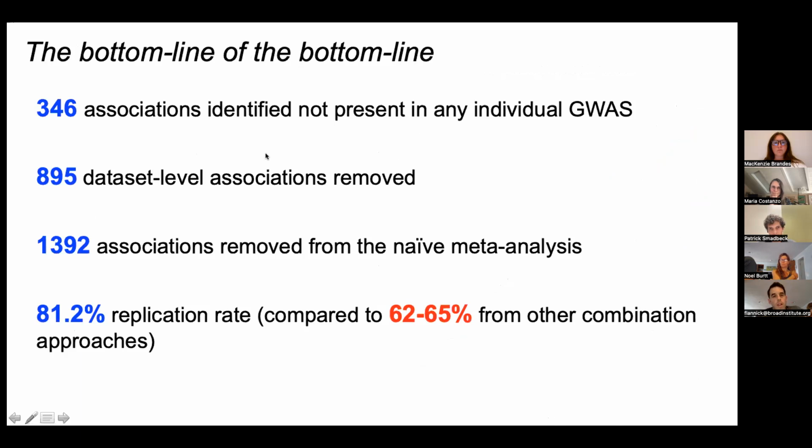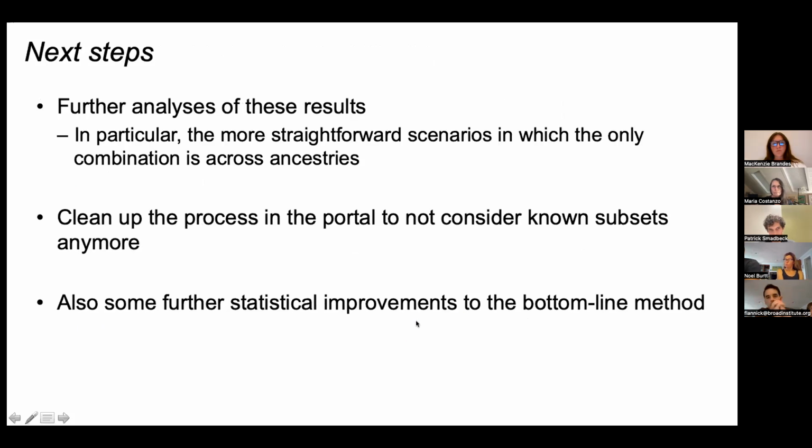So to conclude with the bottom line of the bottom line, if you add everything up, there's a couple hundred associations that it identifies that are not present in any individual GWAS in the portal. It does remove a much larger number of associations that are present in data sets, but don't have supporting evidence from the others. And the naive meta-analysis, despite having what seems to be a pretty good lambda value, is not a viable solution in this case. The overlap really does result in a large number of what we think are false positives based on our validation analysis, a much lower replication rate. And I'll wrap up there.